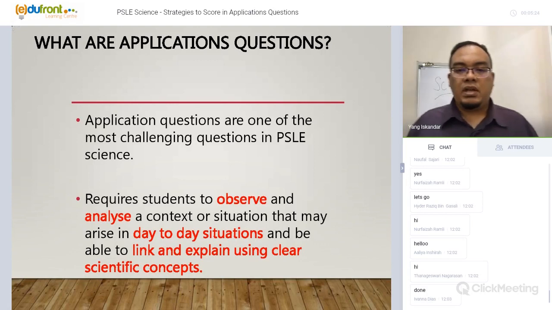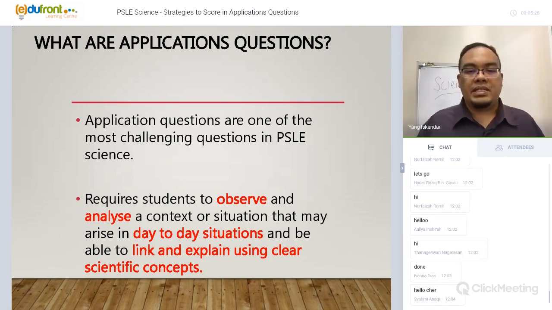Okay, so first of all, you may be asking, what are application questions? Application questions are one of the most challenging questions in PSLE Science. I'll be conducting another session on how to answer experiment questions, graph questions, and comparing questions. But based on my observation, application questions are one of the most challenging. Why? Because it requires students to observe.